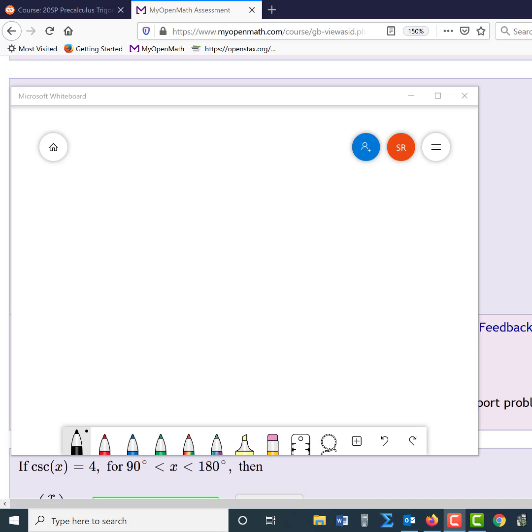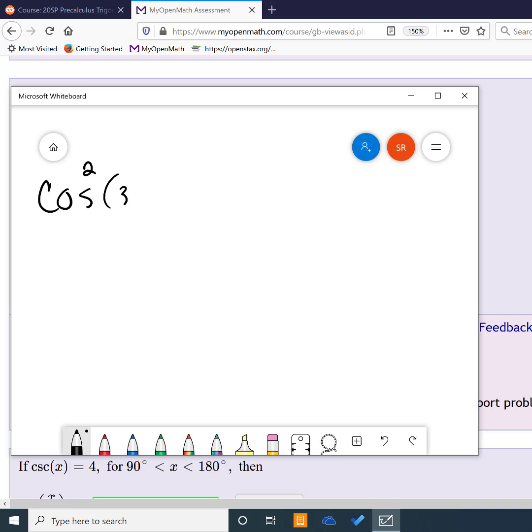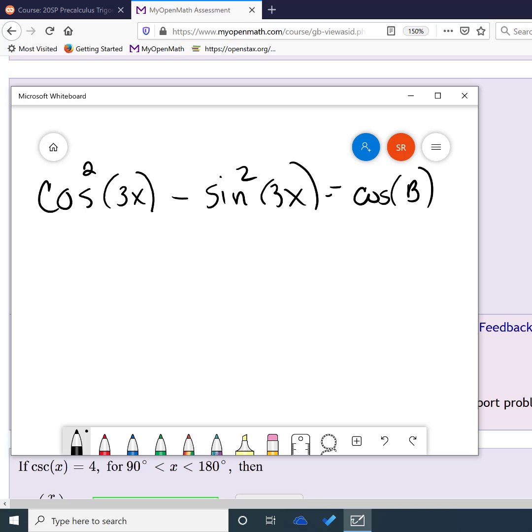Several of you missed a problem that looked like this. Maybe not the exact problem, but very close to this, because the program generates different problems for different students. And it said, if cosine squared of 3x minus sine squared of 3x equals cosine b, it wanted to know what b is.